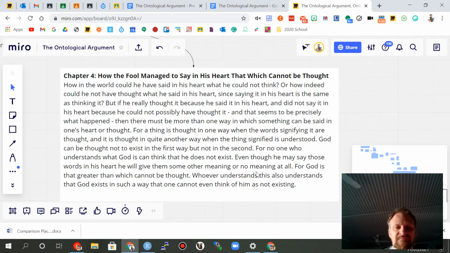Take a note. "For God is that greater than which cannot be thought. Whoever understands this also understands that God exists in such a way that one cannot even think of him as not existing." In other words, if you properly understand the definition of God, you understand that the most perfect being has to be a being that actually exists. And you can form a thought with words that disagrees with it, but if you fully understand the definition, you can't in your heart really think anything else. Take a note.